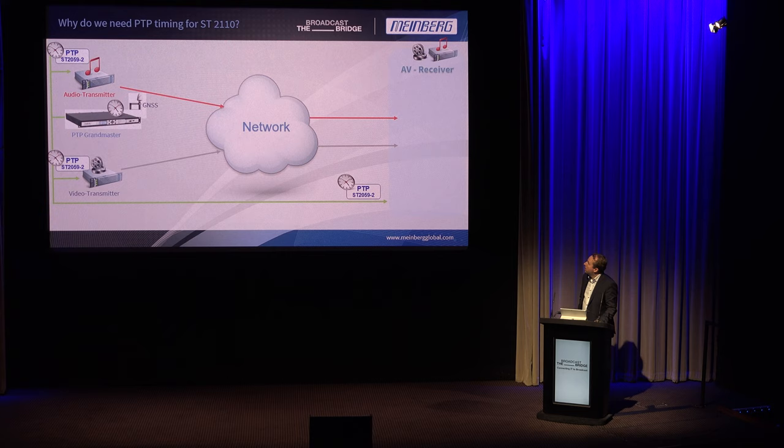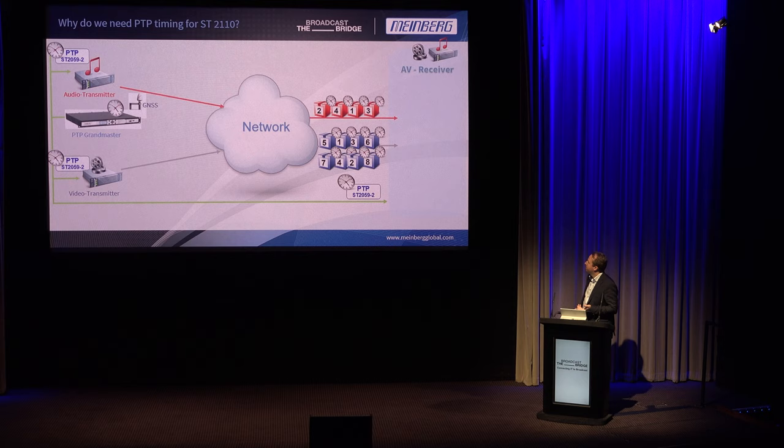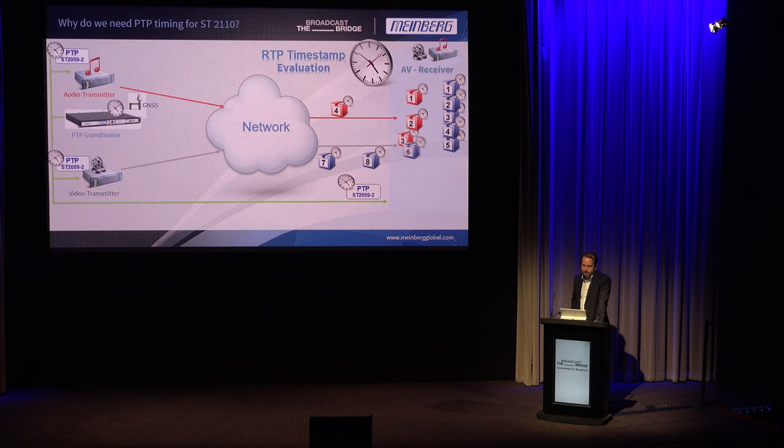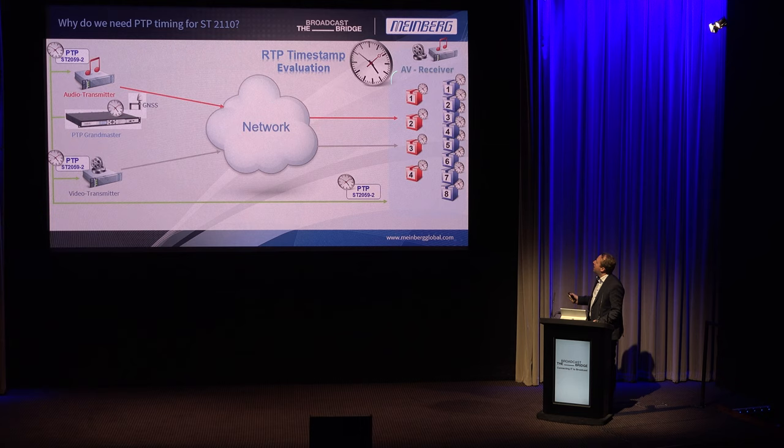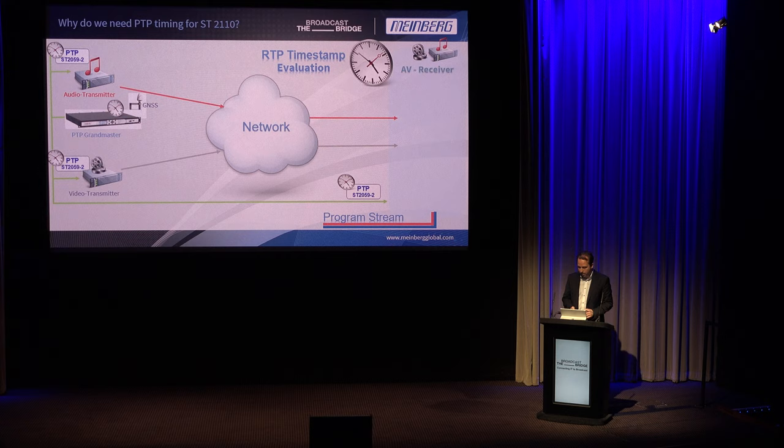If all those nodes are synchronized, then those transmitters can send those packets into the network. And as we learned, a network is asynchronous, and the latency and the packet delivery is not guaranteed, so the packets arrive at the receivers in an arbitrary order. But now the RTP timestamp is evaluated, which represents the sampling time of each packet, and this RTP timestamp is derived from the PTP synchronized nodes at the transmitters and the receivers. Then the receivers are in the position to realign those packets to regenerate a program stream that is lip-sync and totally complete to distribute to the end user.